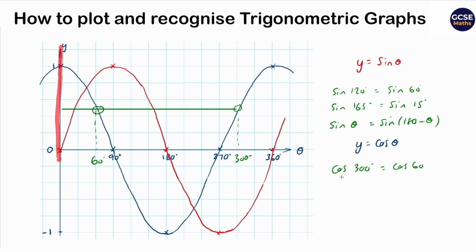And in this case, the relationship is slightly different, where we have cos theta is equal to the negative cos of 180 minus theta. So there we have it. We have the cosine curve and the sine curve.